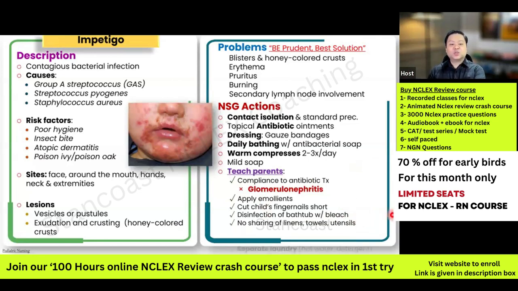Another thing is to make sure that the laundry from the infected family member is separated from that of the other family members. Make sure that the parents wash with hot water and detergent. So these are the important things that you need to incorporate in teaching the patient's family so that they can safely care for their sibling and family member.